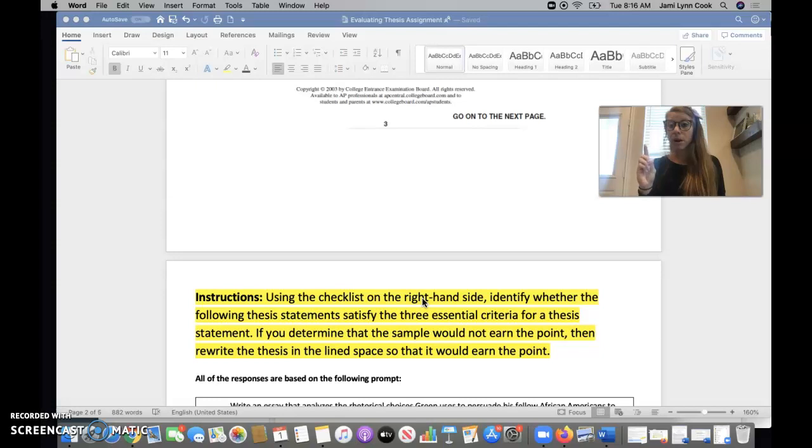Does it respond to the prompt? Is it a defensible thesis? Does it uncover rhetorical choices? Choices is plural, meaning they can't just list 1. 2 is probably not going to cut it. They need at least 3 or more.